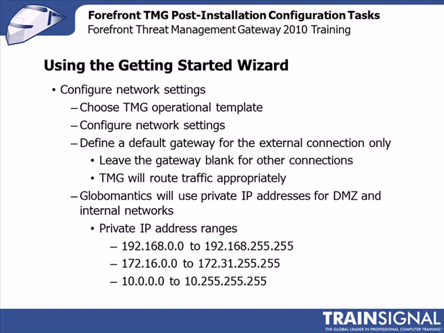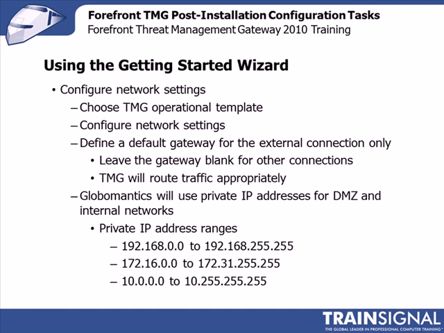Now let's talk a little bit about what the Getting Started Wizard actually accomplishes. The first part of the wizard allows you to configure your network settings that you're going to use on your Threat Management Gateway server. The first thing you have to do is choose your operational template, and you'll see what that means in just a minute, although we've discussed it previously in this course. This is where you're going to choose what kind of network architecture you use. Internal, external, edge deployment, front firewall, those kind of options.